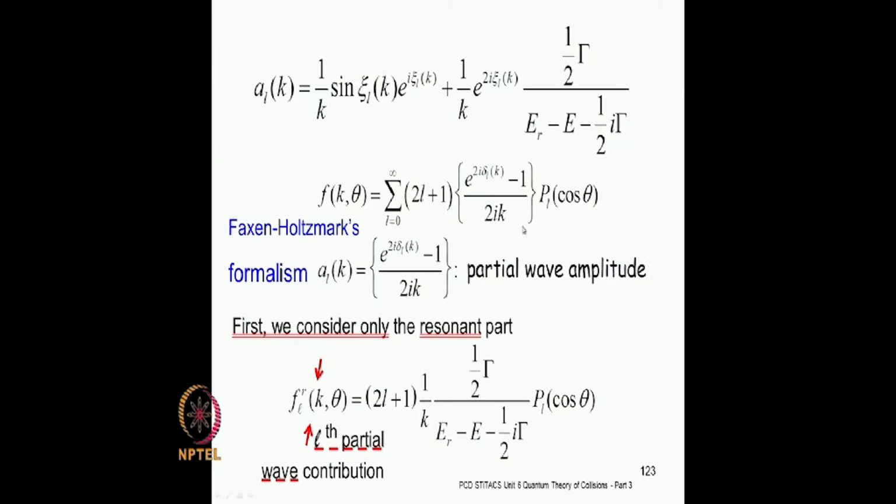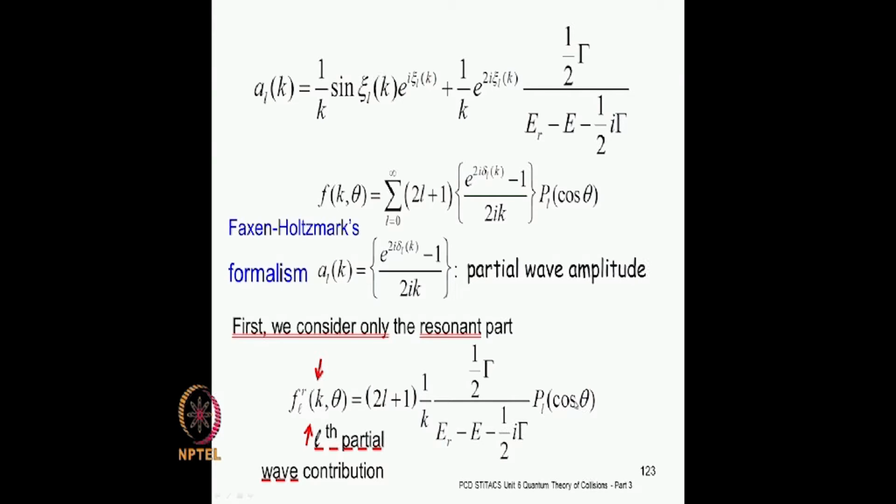This is the partial wave amplitude, which is given by the sum of these two terms, of which we pretend that the impenetrable part xi is not of importance, so the whole first term does not matter. This term e to the 2i xi becomes unity if you take xi to be 0, because that is not of any importance over here. So this is the impenetrable part, which is not of importance for a pure resonance, and then you are left with only this 1 over k, and this ratio half gamma over ER minus E minus half i gamma, and then you have this Legendre polynomial PL cos theta.